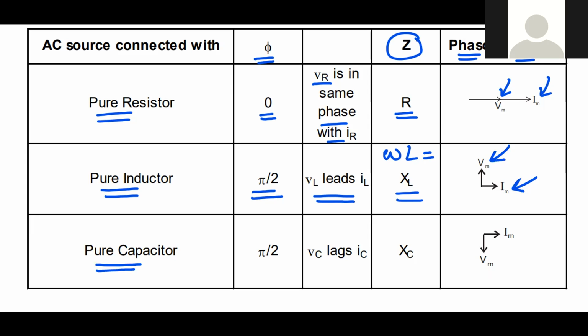Move on to pure capacitor. Again, the phase difference is pi by 2. But who is leading? Who is lagging? Voltage is lagging. XC is capacitive reactance, and we find it by finding 1 by omega C. Yes or no? Yes, sir. And you can see the phasor diagram. Current is here. Where is voltage? Voltage is behind. It is lagging. Do we understand this? Yes, sir. You will have to draw this diagram.